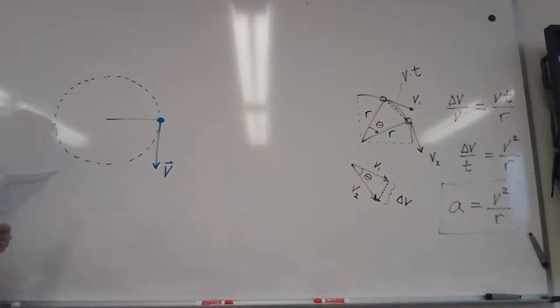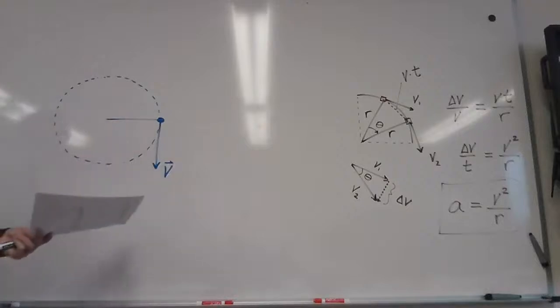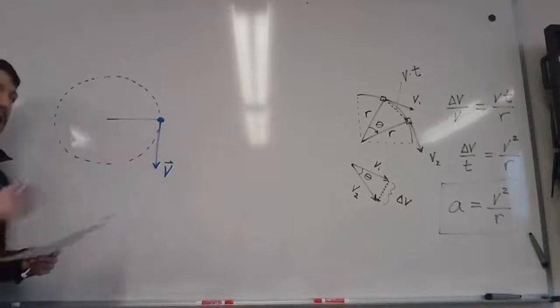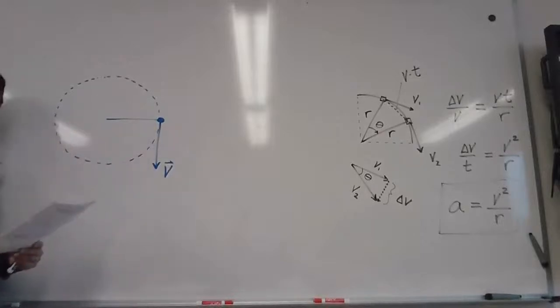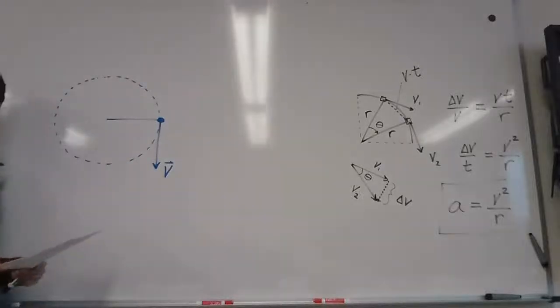Now, what would happen if there could be a little mechanism in there, or maybe the string could just break. What if the string broke and released the ball at this exact moment? What direction would it go? In the direction of the velocity vector.